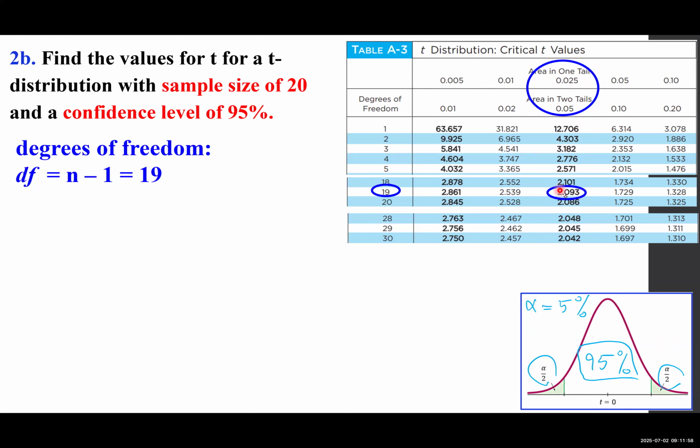And that means over here is positive 2.093. Over here is the same thing, but negative. So t would have a value of plus minus 2.093. That's how you do the reading.